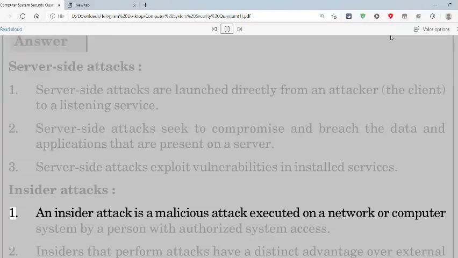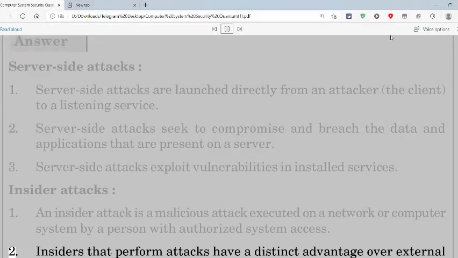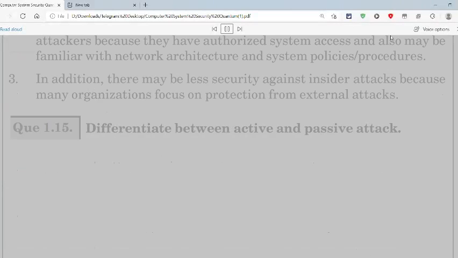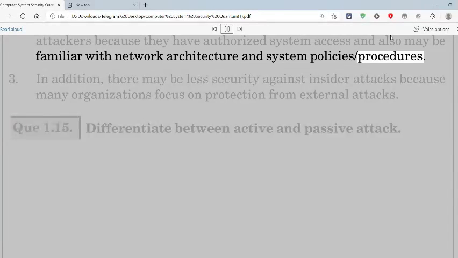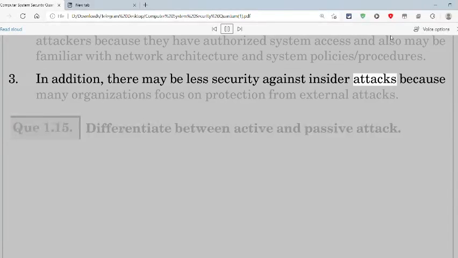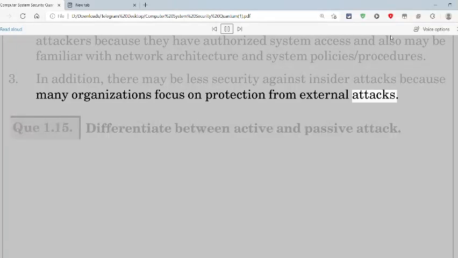Insider attacks. 1. An insider attack is a malicious attack executed on a network or computer system by a person with authorized system access. 2. Insiders that perform attacks have a distinct advantage over external attackers because they have authorized system access and also may be familiar with network architecture and system policies/procedures. 3. In addition, there may be less security against insider attacks because many organizations focus on protection from external attacks.